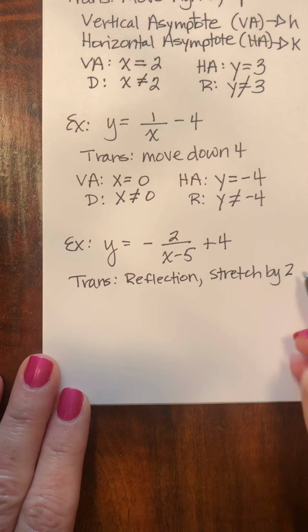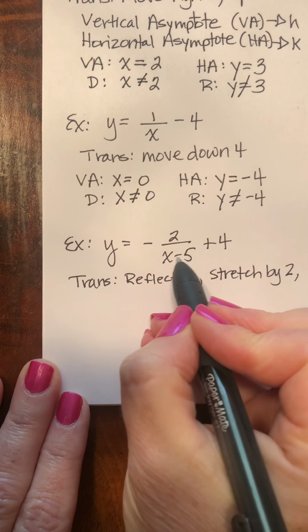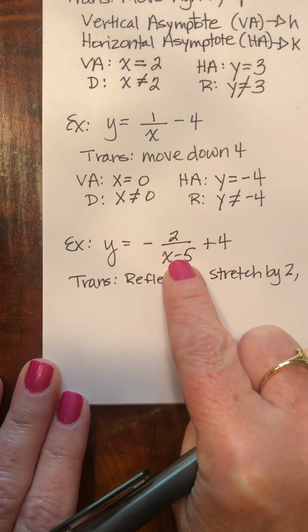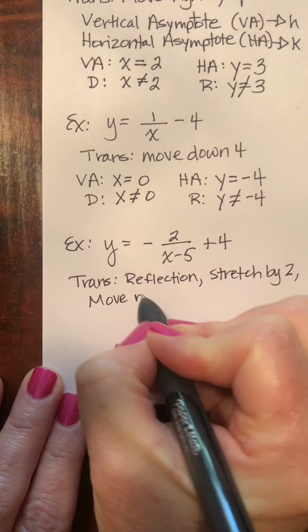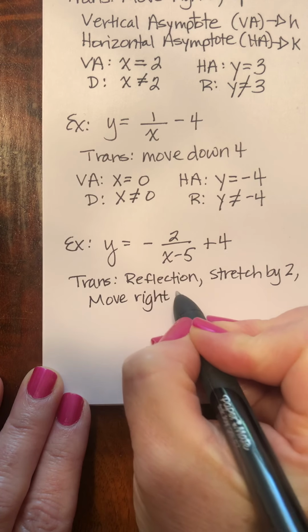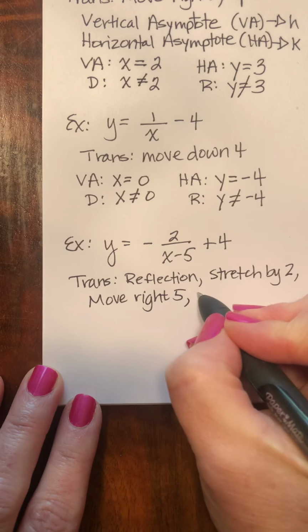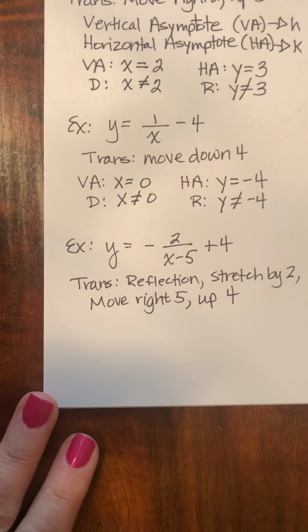Okay. We also have an h with the x. Remember, that's going to be a left or a right move, and we're doing the opposite of what is in the equation. So if that's a -5, we're going to move right 5. And then we have a k value of 4, so we're going to move up 4. So we actually have 4 transformations in this problem.